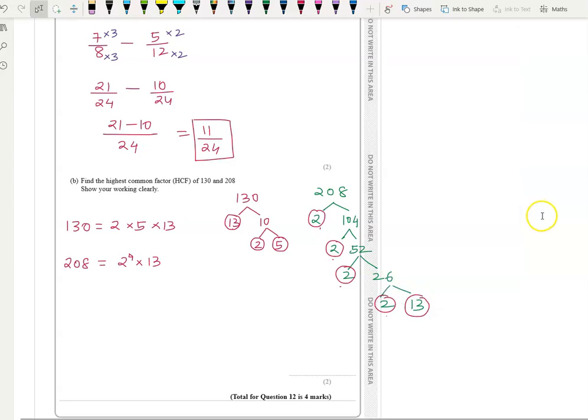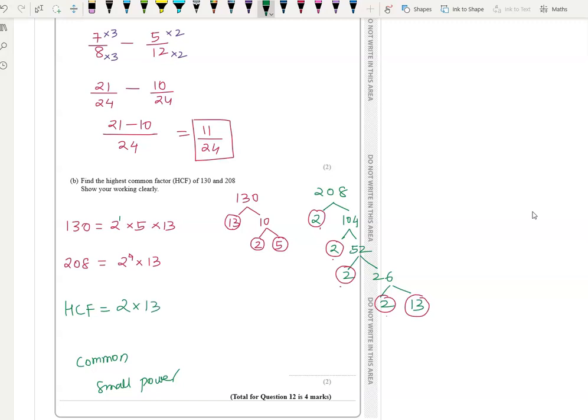Now we need to use the product of primes to find the HCF. To find the HCF using product of primes, you take only the ones which are common, with the smallest power. If you see, 2 is in both, but the smallest power for 2 is 1. 13 is in both, the smallest power is 1. So 2 times 13, so your HCF is 26. Next question.